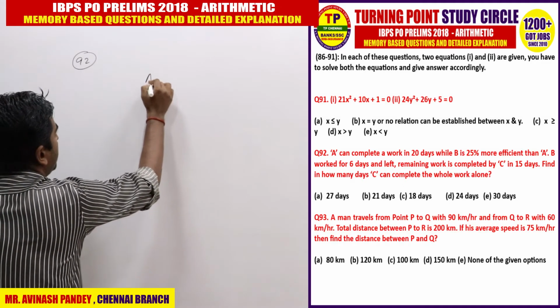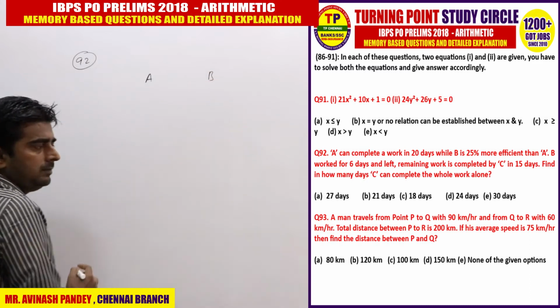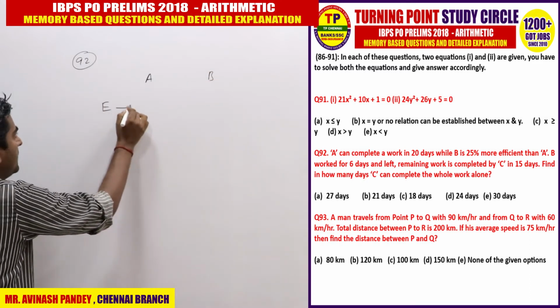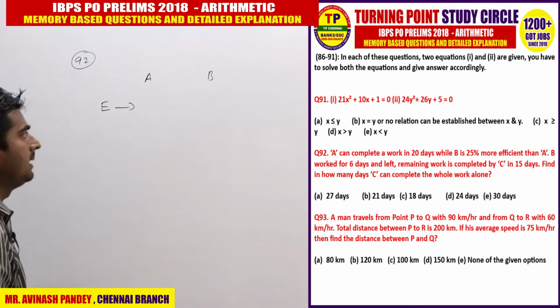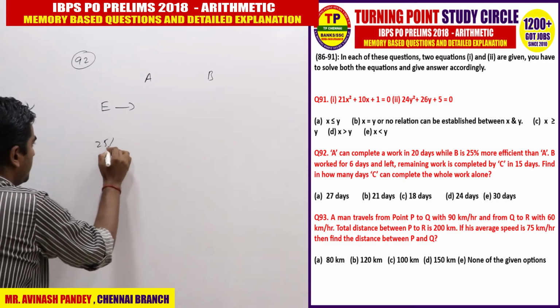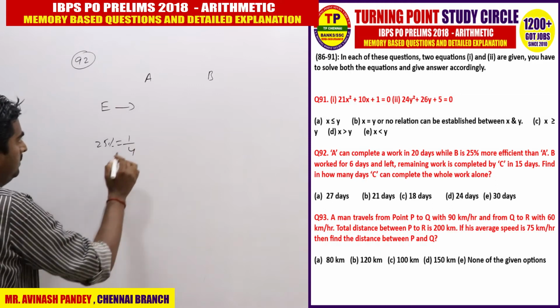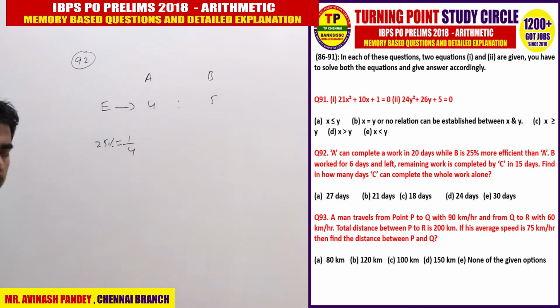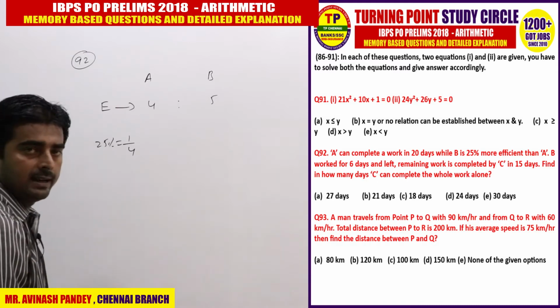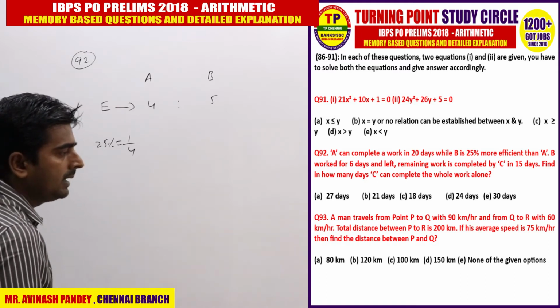So I am writing here A, I am writing here B, and I am writing here efficiency. So what is given here? B is 25% more efficient than A, right? So what is the fraction value of 25%? 1 by 4. If A is 4, what about B? 5, right? Now in the first line they are telling that A can complete a work in 20 days.